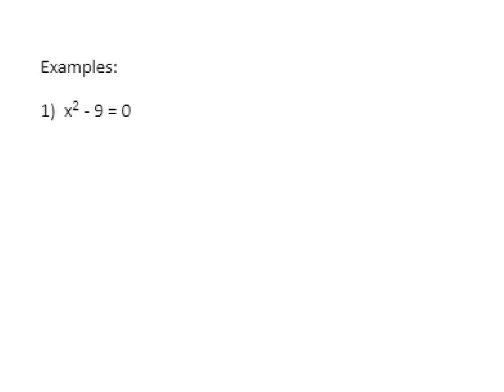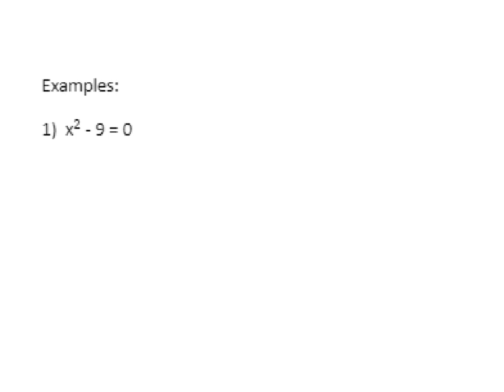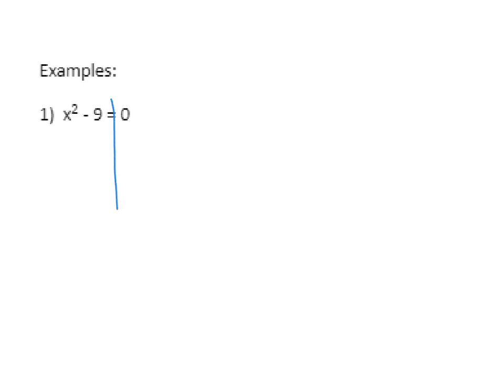All right, so example 1, we have x squared minus 9 equals 0. So first thing we're going to do is try to get this x squared by itself. Just like if we were solving a normal equation, we're going to add 9 to both sides to get rid of that. That way you'll have the x squared left. 0 plus 9 is 9.